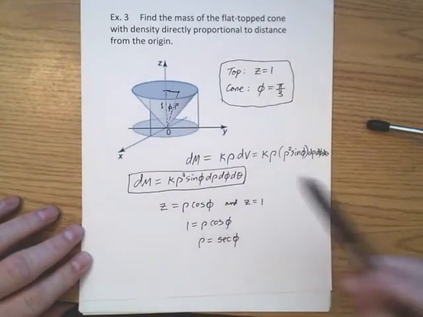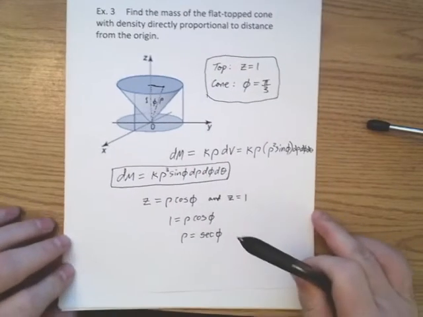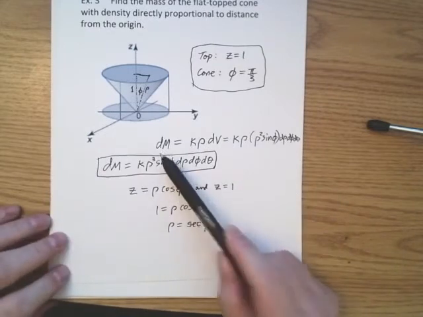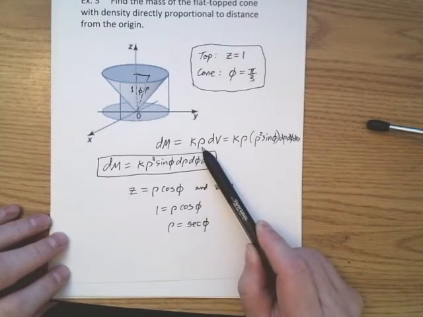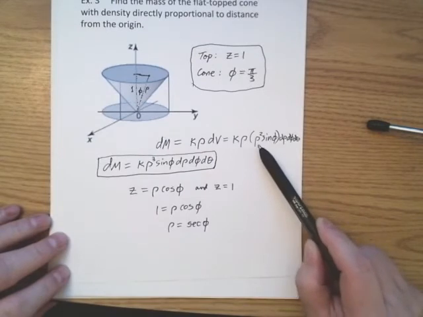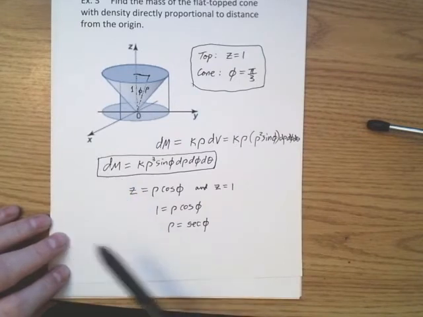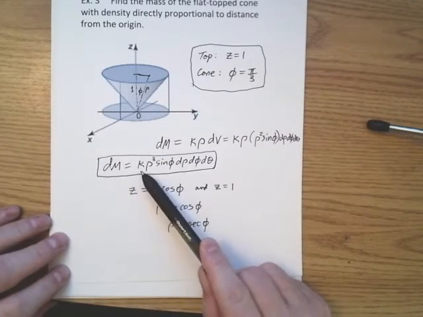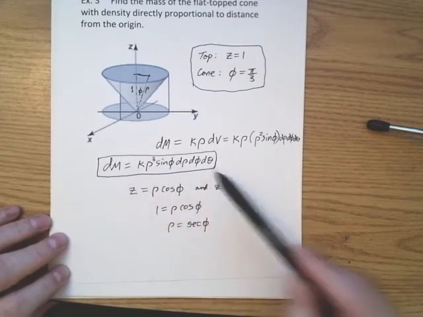Now I'm wondering what the mass of this thing is. The previous problem was just volume. Here I'm interested in mass. Now differential mass then is going to be proportionality constant times the distance from the origin, which is rho. So it's k rho times differential volume. What is differential volume in spherical coordinates? Rho squared sine phi d rho d phi d theta. So putting these together, differential mass should look like this: k, whatever that is, rho cubed sine phi d rho d phi d theta.